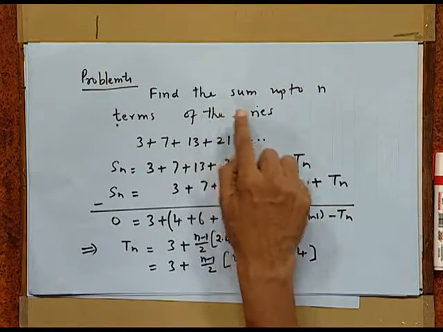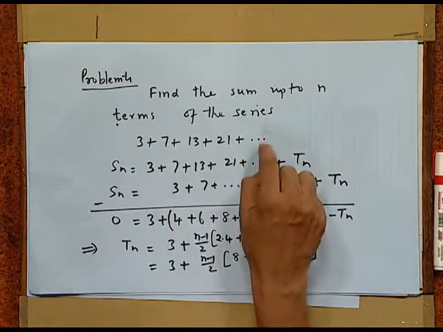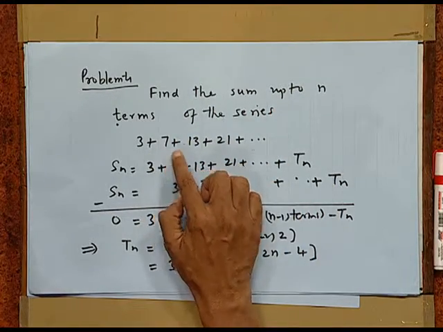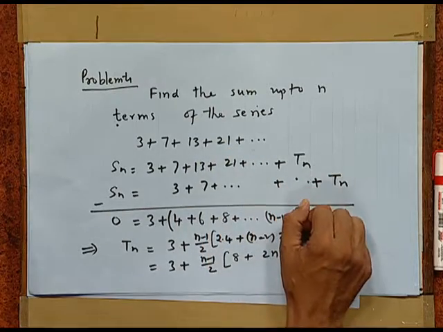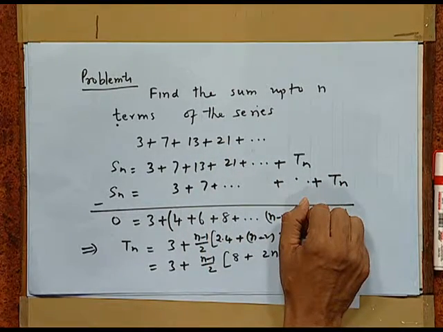Now, we have one more problem of a different type. We have the question to find the sum up to n terms of the series 3 plus 7 plus 13 and so on. In this problem, the difficulty is the nth term is not seen easily. So, we have to first find out the nth term with some trick.